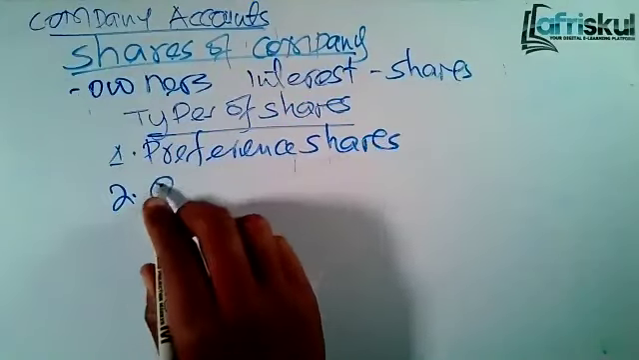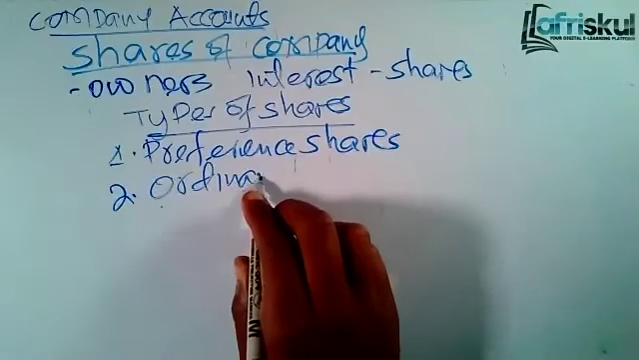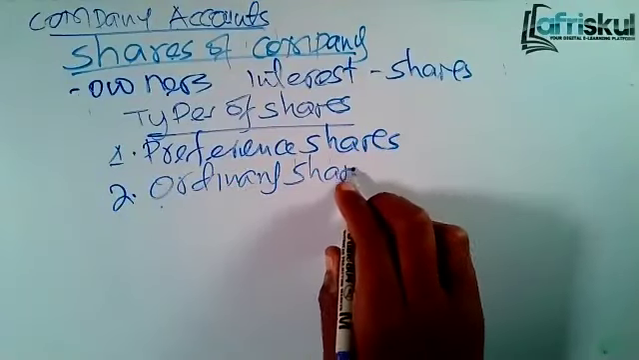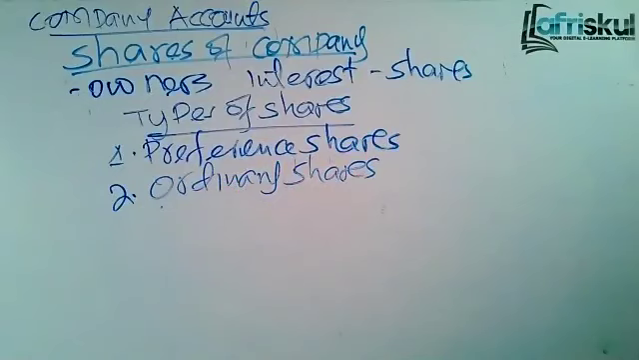Number one, I've said we have the preference shares. And then number two, we have the ordinary shares. Now, when we talk of the preference shares, these are shares that earn a fixed rate of dividend. I will repeat again, these are shares that earn a fixed rate of dividend.